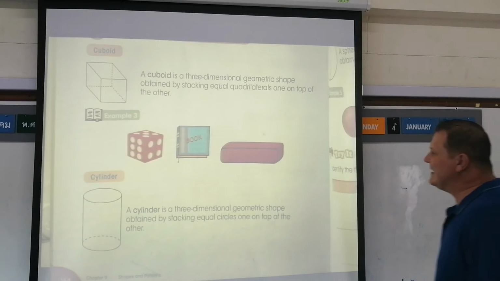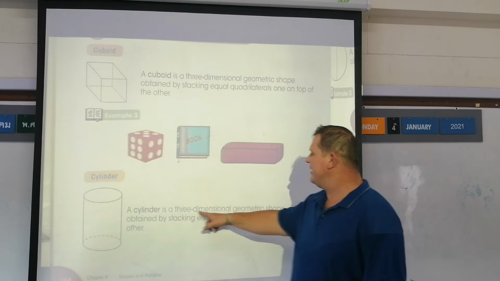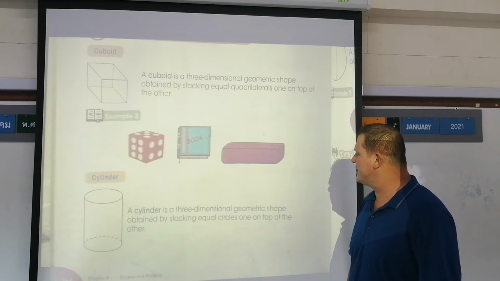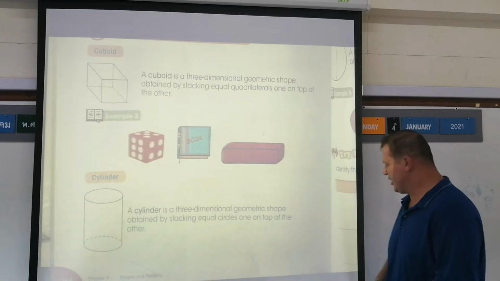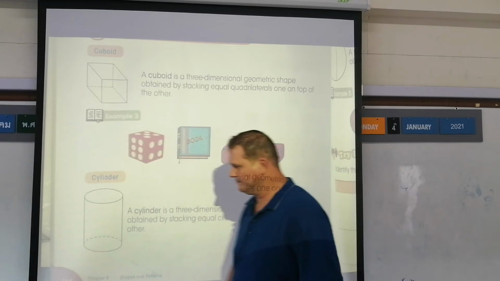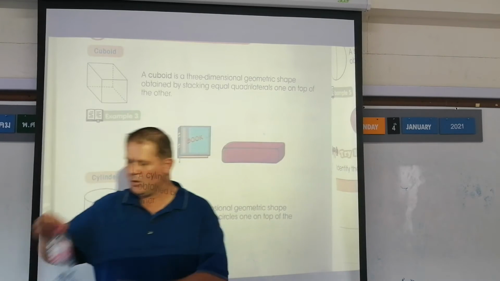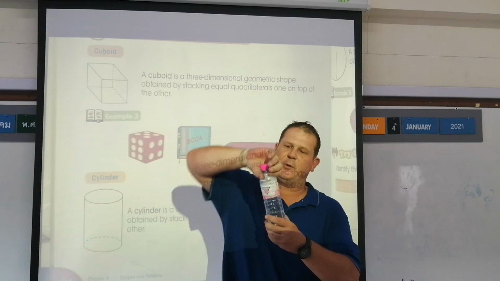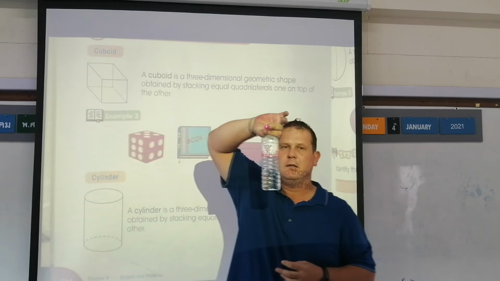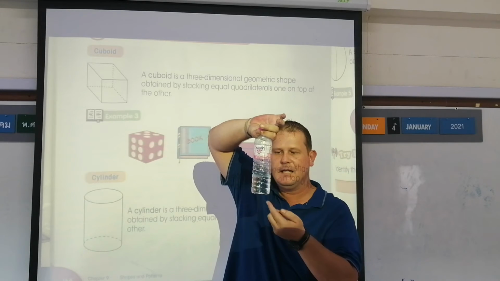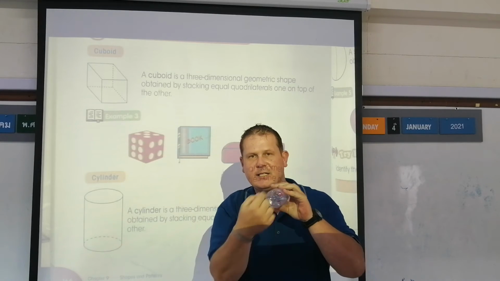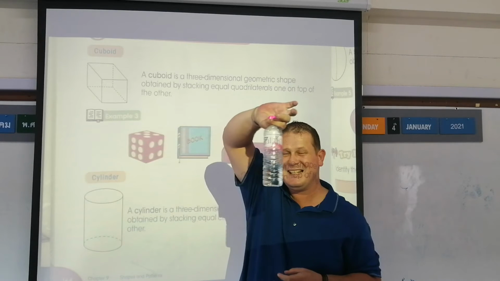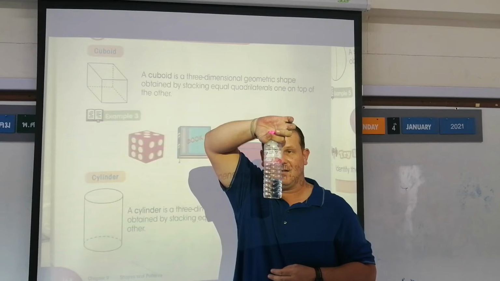Alright, a cylinder. A cylinder is a 3-dimensional geometric shape obtained by stacking equal circles one on top of the other. This is almost a cylinder, right? Yeah. It can be, especially if you cut off this piece. This is a cylinder, right? Because if I trace this, it's a circle. All of these are circles. So this is a cylinder now.